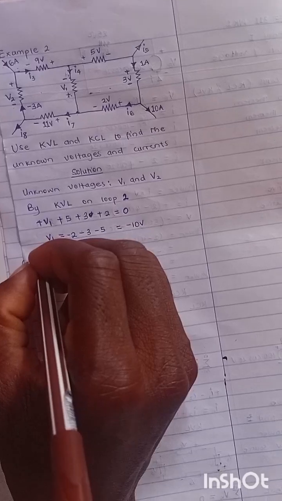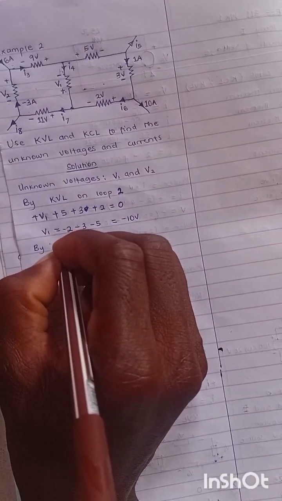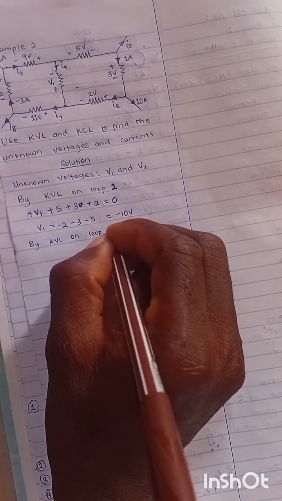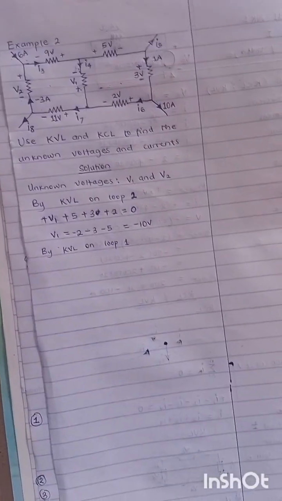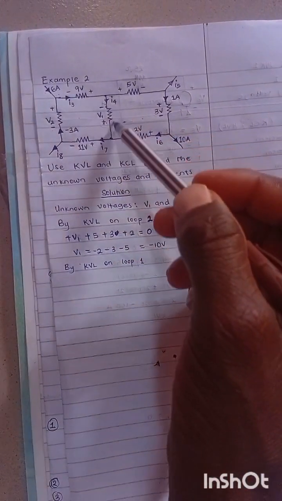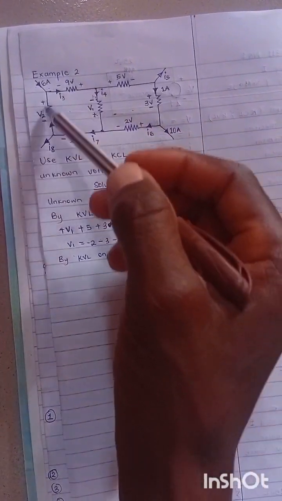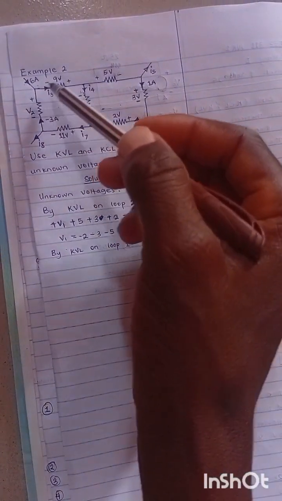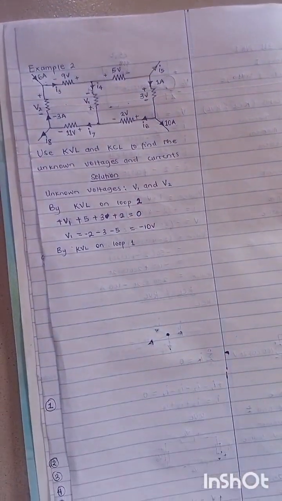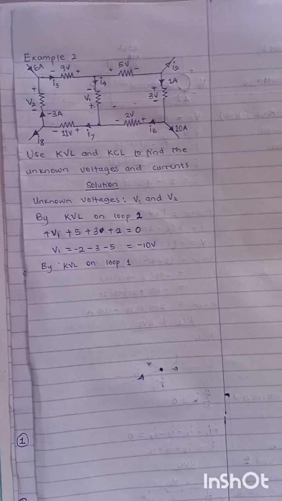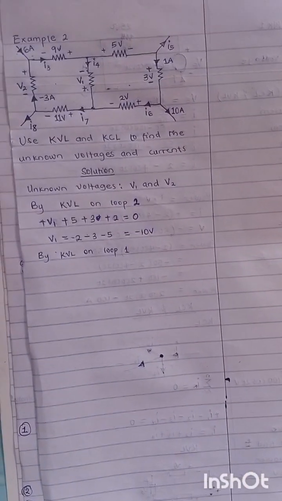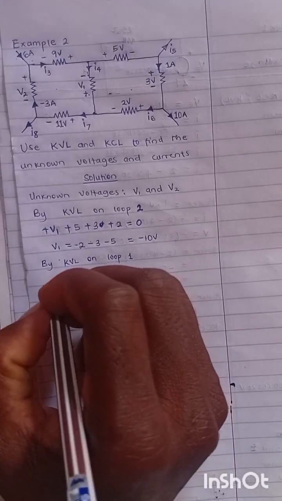So by KVL on loop 1, we have that the sum of voltages across all the components, the circuit elements in loop 1, when you traverse the circuit in the clockwise direction, is equal to 0. So the sum of voltages around a closed loop is equal to 0. That is the statement of Kirchhoff's voltage law. From there we'll apply our KVL.